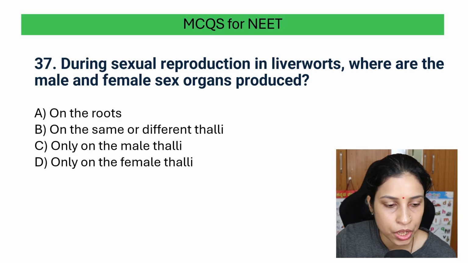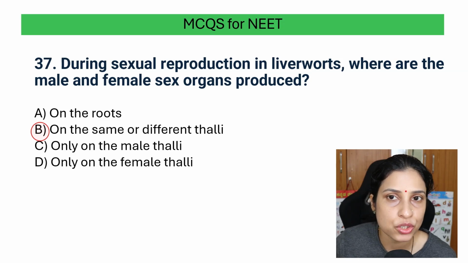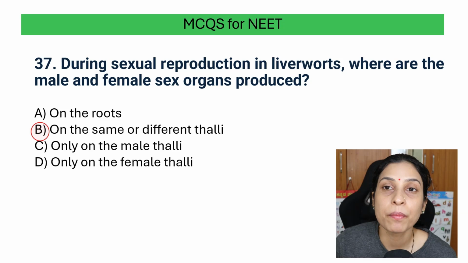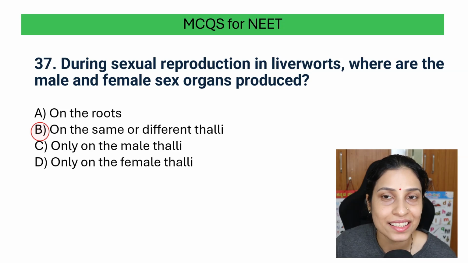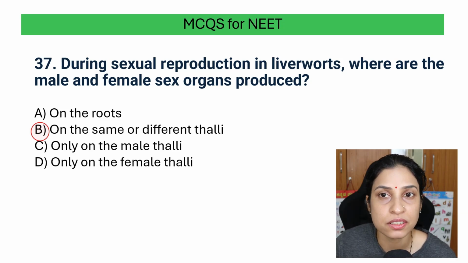Okay. During sexual reproduction in liverworts, where are the male and female sex organs produced? On the roots, on the same or different thalli, only on male thalli, or only on female thalli. During sexual reproduction, where are the male and female sex organs produced? On the same or different thalli. They may be monoecious or dioecious, bisexual or unisexual, homothallic or heterothallic. All are the same terminology. You should remember all the terminologies.